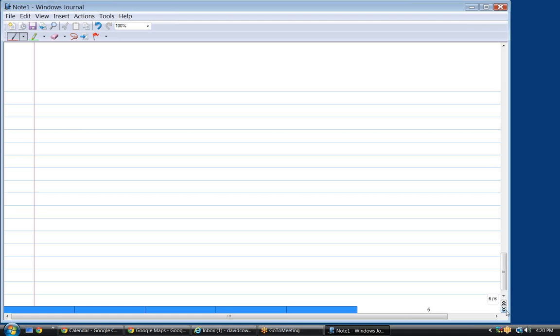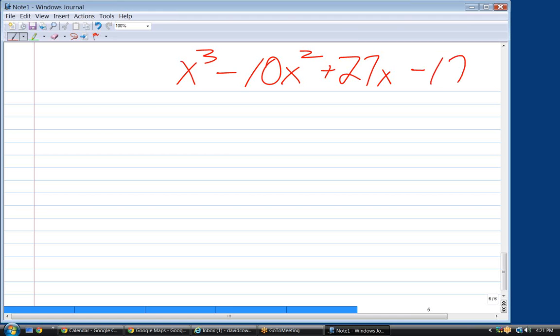Okay. What? So it's synthetic division stuff. So it's x cubed minus 10x squared plus 27x minus 12 divided by x minus 4. Okay. What is the string of coefficients that goes across the top of my synthetic division?